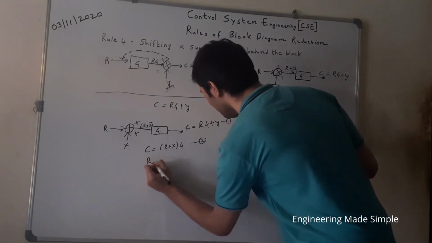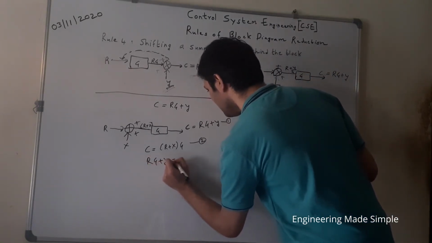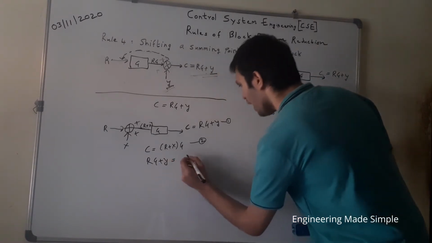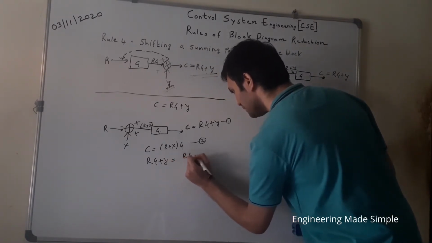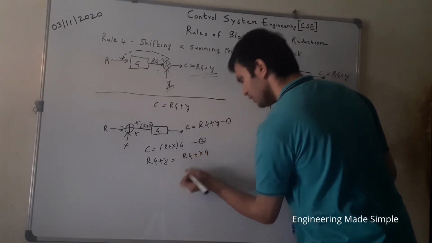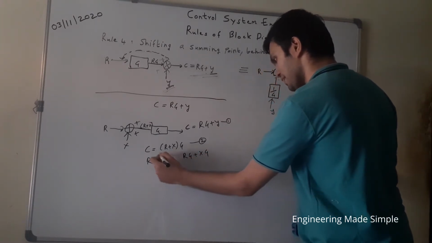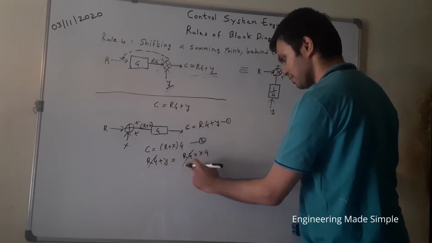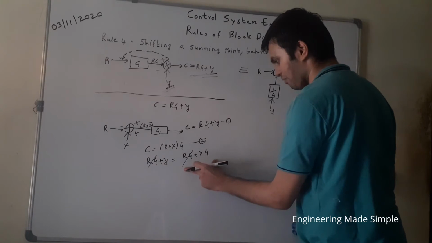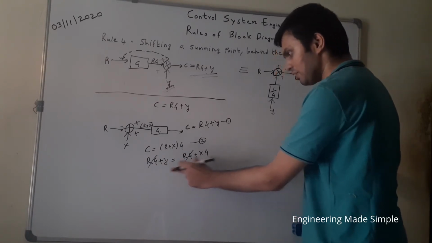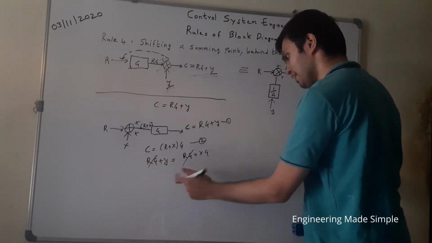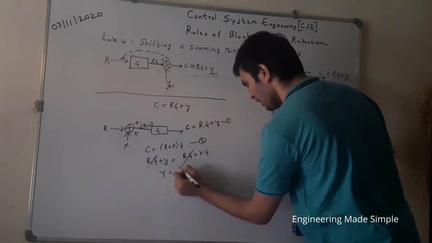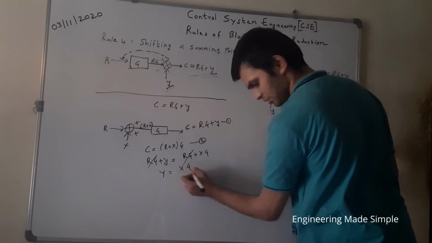So Rg plus Y is equal to Rg plus Xg. Now we can compare these two equations. Rg and Rg will get cancelled, because I have compared both the equations. So from that you get the answer as Y is equal to X into G.